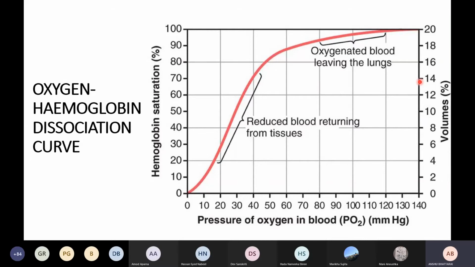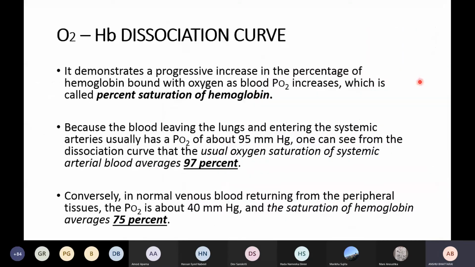So maybe this is a little bit complicated for you. Let me explain this curve to you once more. Okay, so what is this oxygen hemoglobin dissociation curve? It demonstrates a progressive increase in the percentage of hemoglobin that is bound with oxygen as the blood partial pressure of oxygen increases, and this is known as percent saturation of hemoglobin.